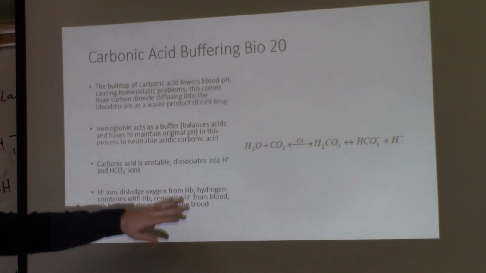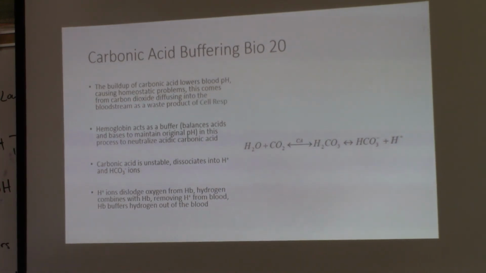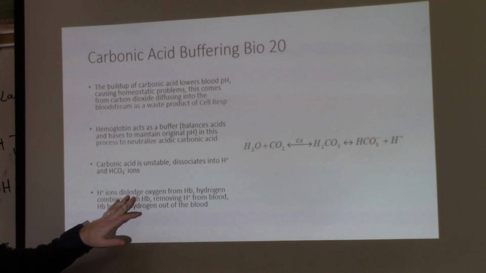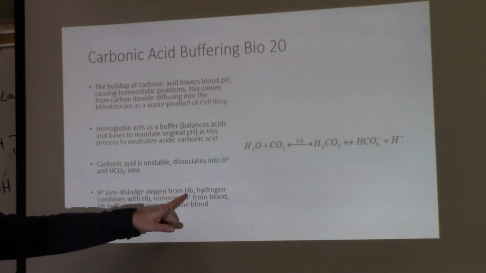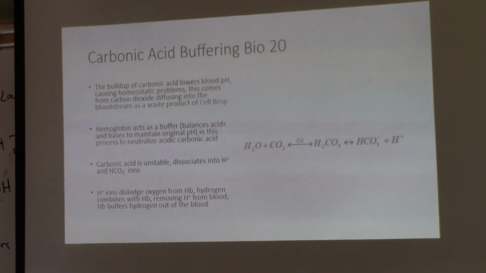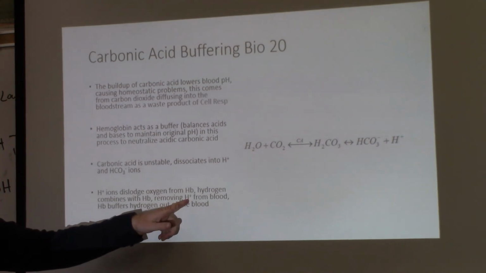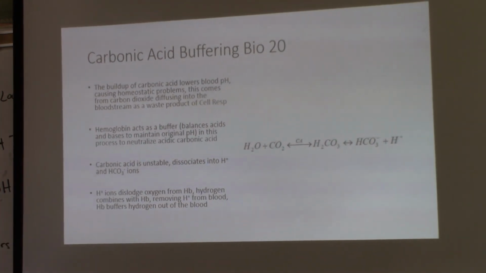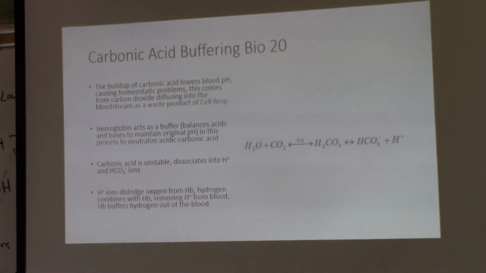Carbonic acid is unstable. It dissociates into H plus and HCO3 negative ions. H plus dislodges oxygen from the hemoglobin. Hydrogen combines with the hemoglobin, and then we remove this H plus so it doesn't make hydronium in your blood plasma. And the hemoglobin buffers hydrogen out of the blood.